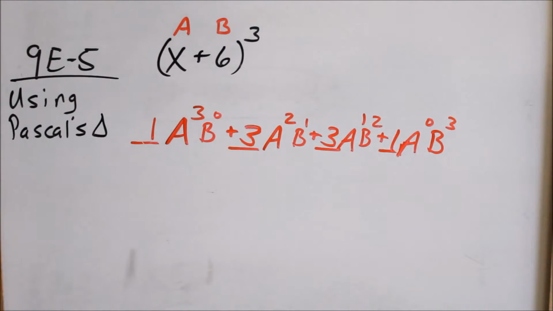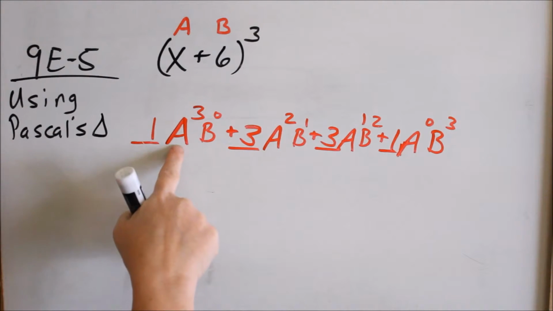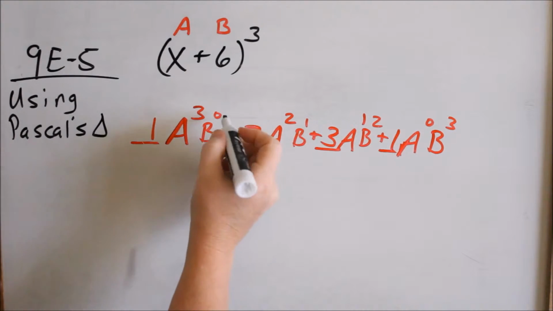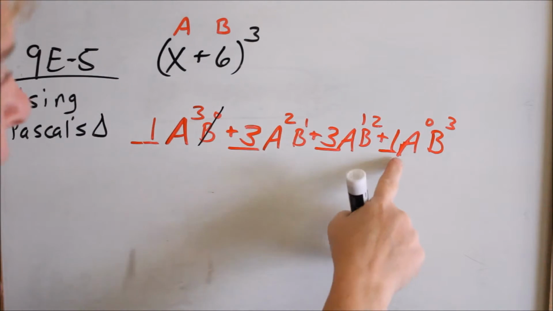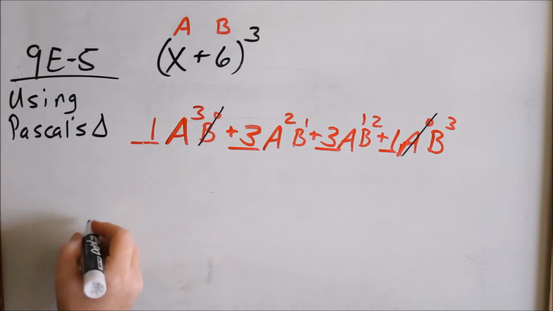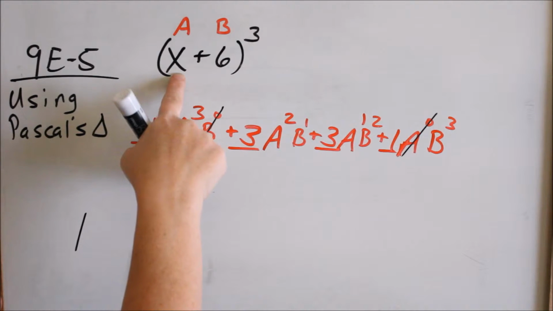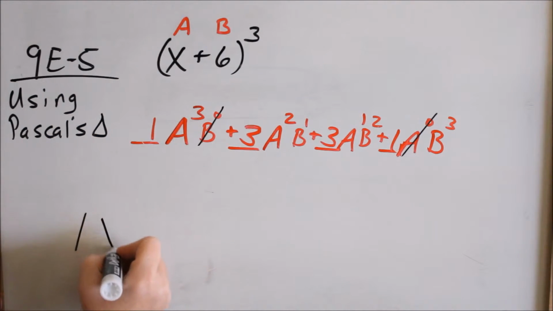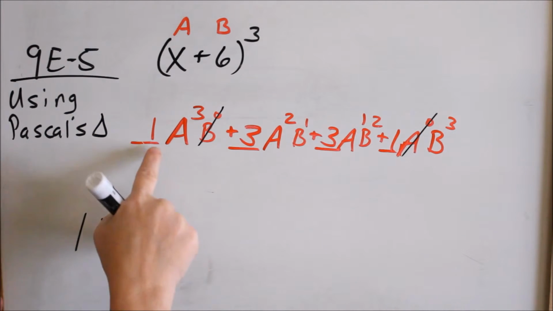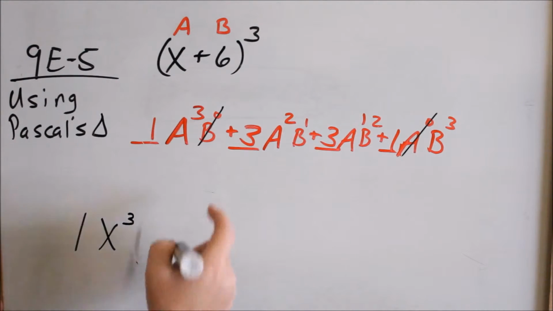So I use my formula that I have. So I have this means 1 times A cubed times B to the 0. B to the 0 is 1, so I'm going to mark it out. A to the 0 is 1, so I'm going to mark it out. So here I have 1 times A cubed. Well, A is going to be x. I'm going to put in x for A. So x cubed. So it's 1 times A cubed times B to the 0. I don't have anything else there.